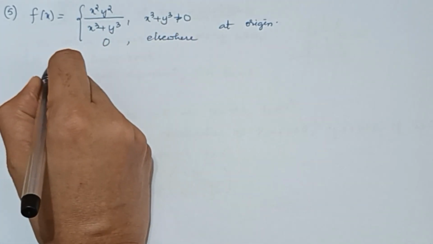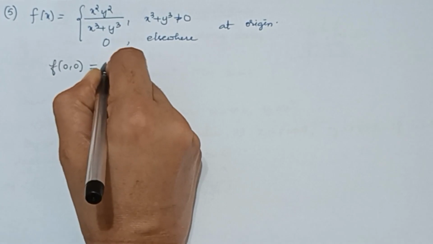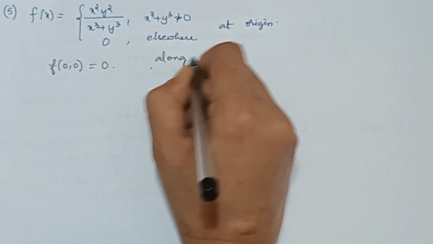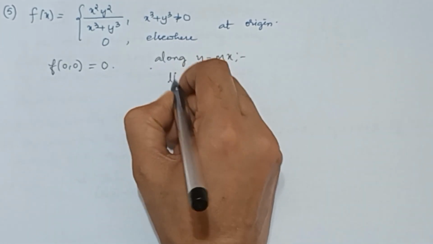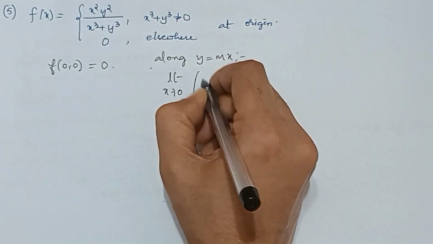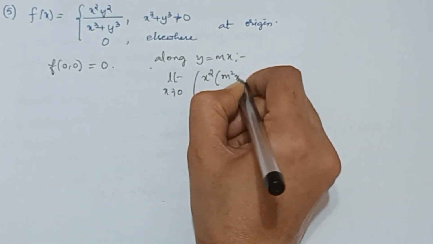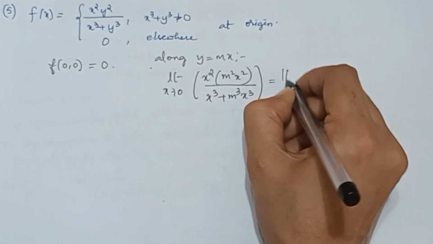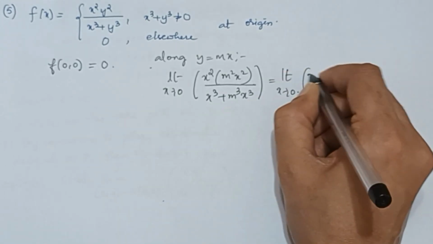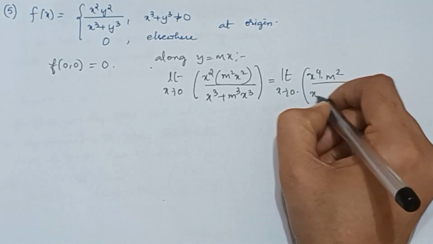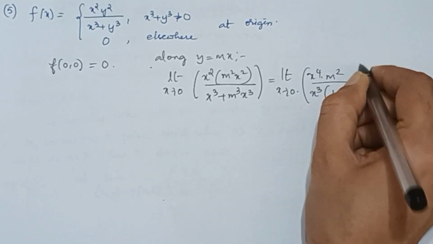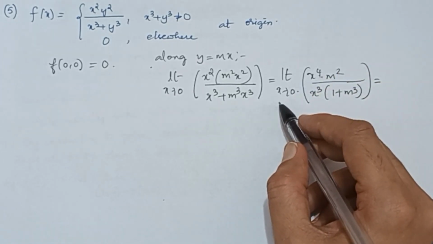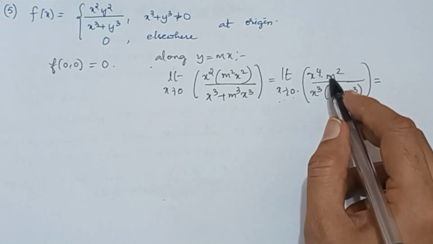So here the value of the function at origin is equal to 0. Therefore, we have to get the limit of f of x. So I will first take along y equal to mx. So limit as x tends to 0, I'll apply directly x square, y square is m square x square divided by x cube plus m cube into x cube. So this is equal to limit as x tends to 0, x to the power 4 into m square divided by x cube common 1 plus m cube. So x cube cancels with that of the numerator, x remains in the numerator. So when you apply the limit as x tends to 0, 0 into any value, it becomes 0.